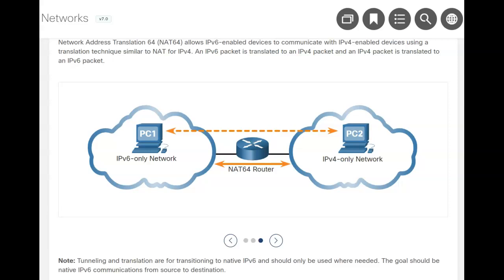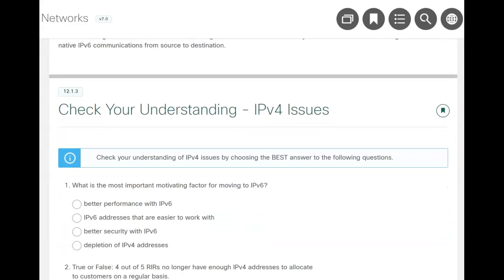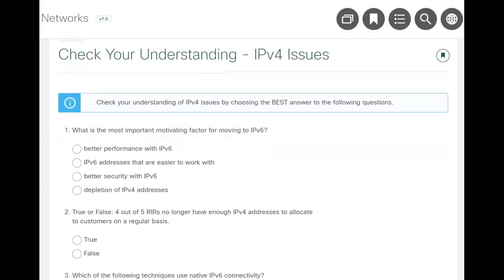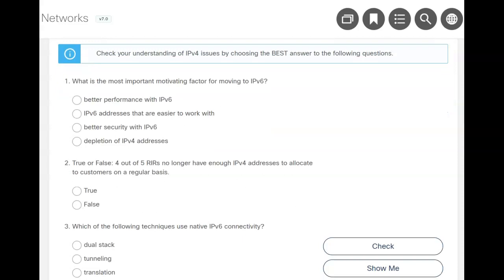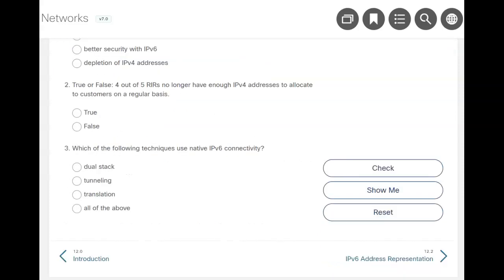Tunneling and translation are transitions from native IPv6 and should only be used where needed. So basically what we're seeing is that dual stack is probably the way most environments are set up, where they're running both at the same time. So that's kind of where you want to try to get to as quickly as you can. So check your understanding with IPv6, and then I'll create the next video on how an IPv6 address is represented.